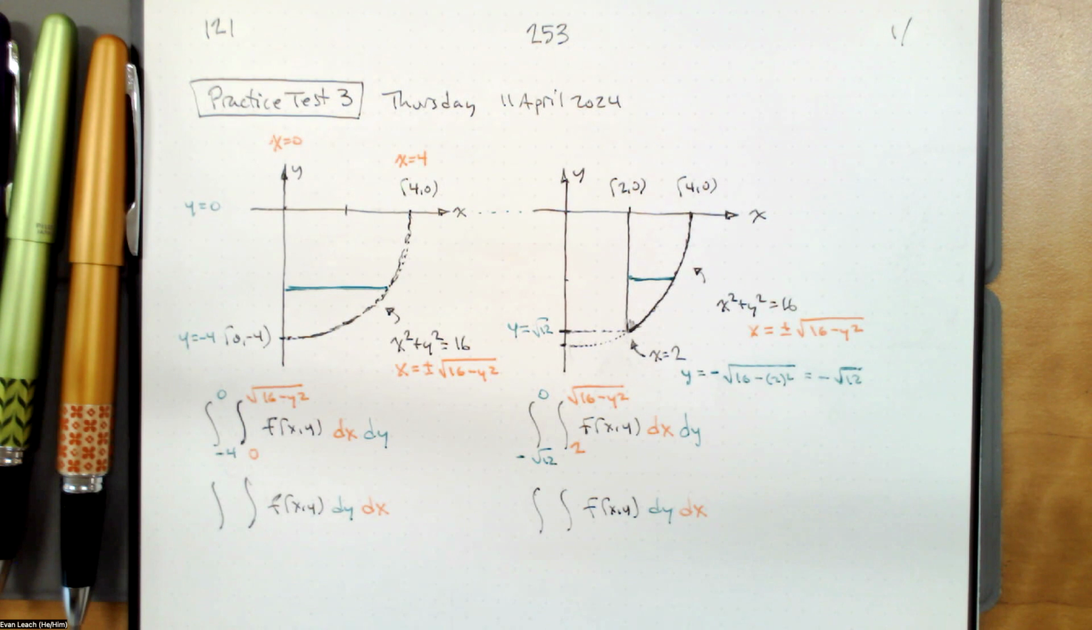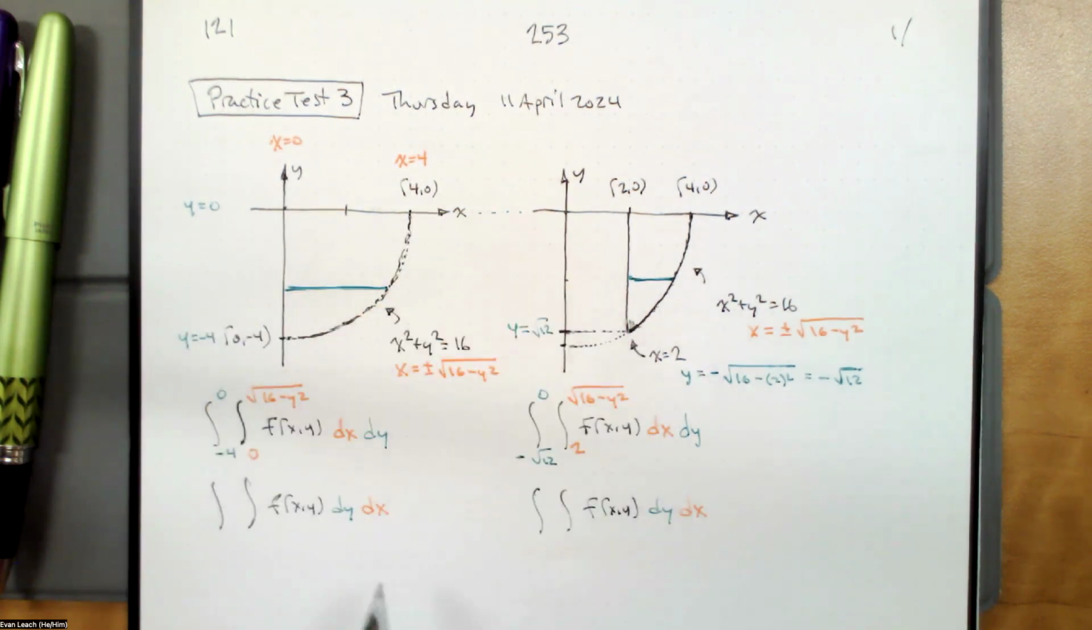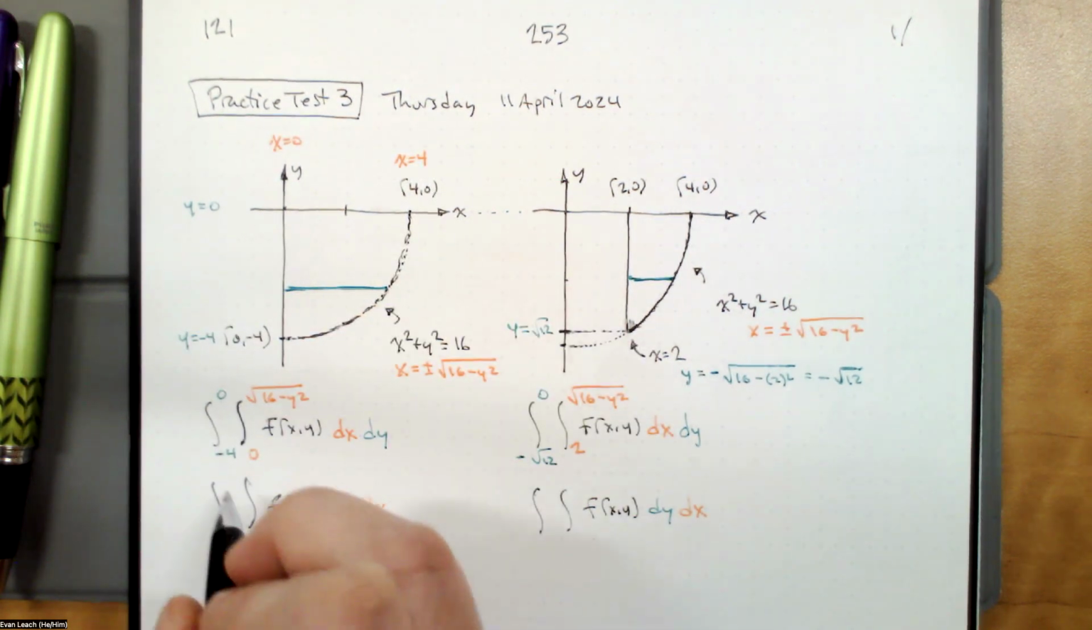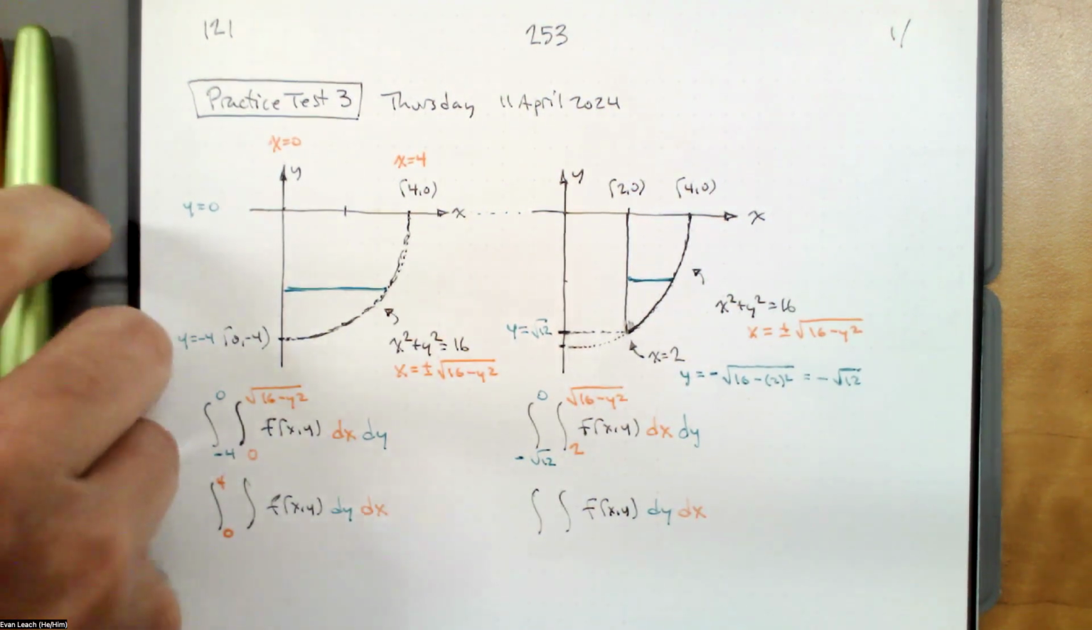We can also describe these regions with dy dx integrals. In this case, we should start with the constants as usual. And we'll say here, the x goes from 0 to 4. So we're going to have to integrate from 0 to 4 dx. That has to be constants because that's my last integral.